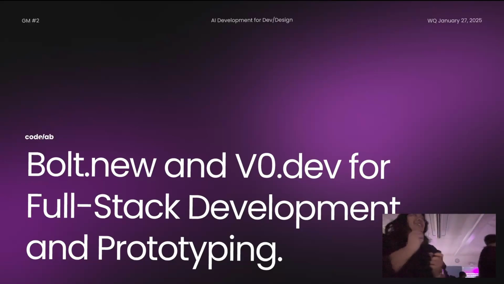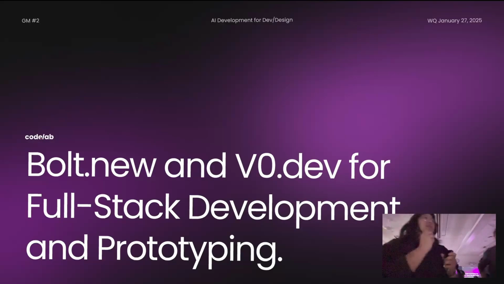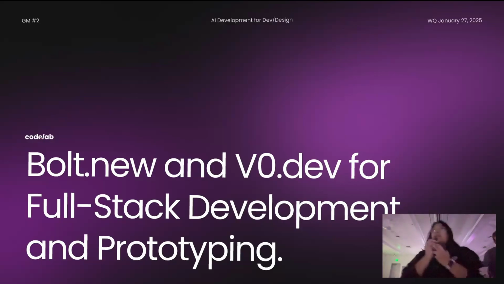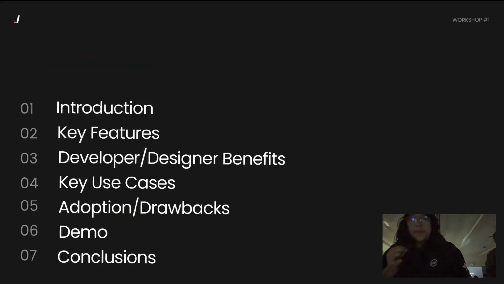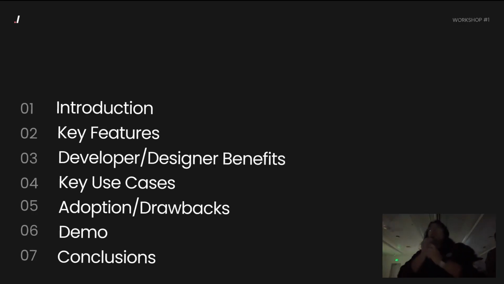Okay, so for today, we're going to be doing a workshop on two tools for full stack development and prototyping. They're called both.new and v0.dev. So we have our intro, and then we'll have key features, developer and designer benefits, key use cases, adoption/drawbacks, demo, and then our conclusion.